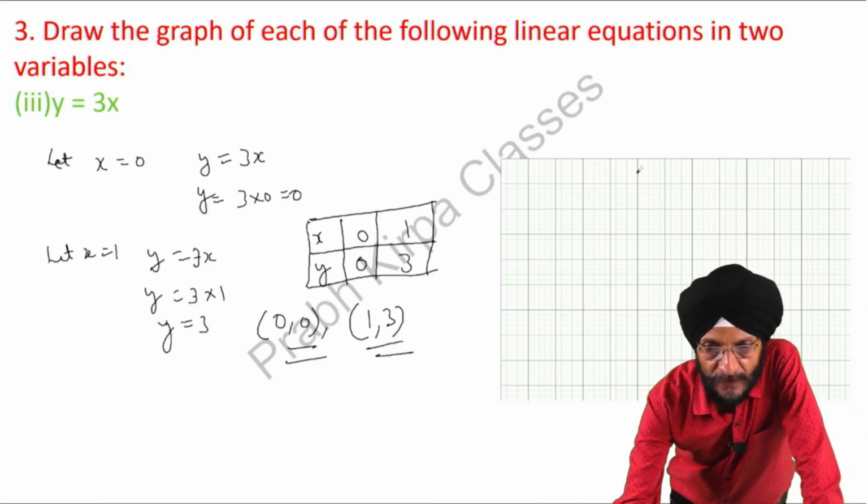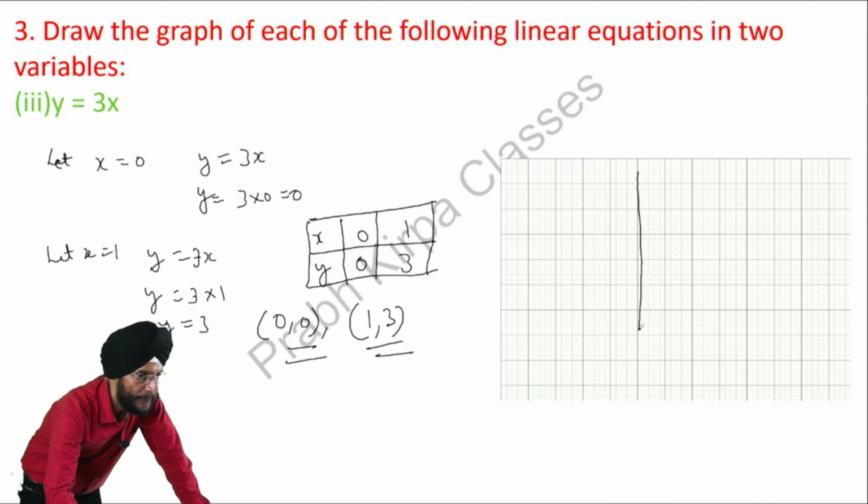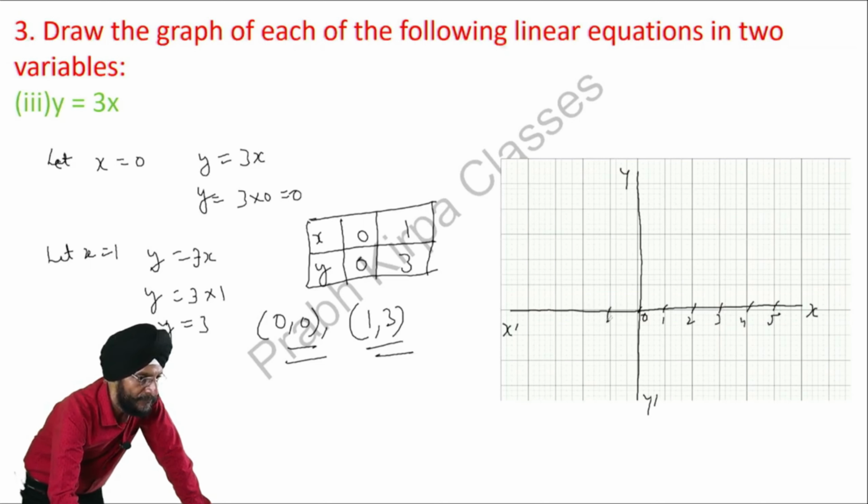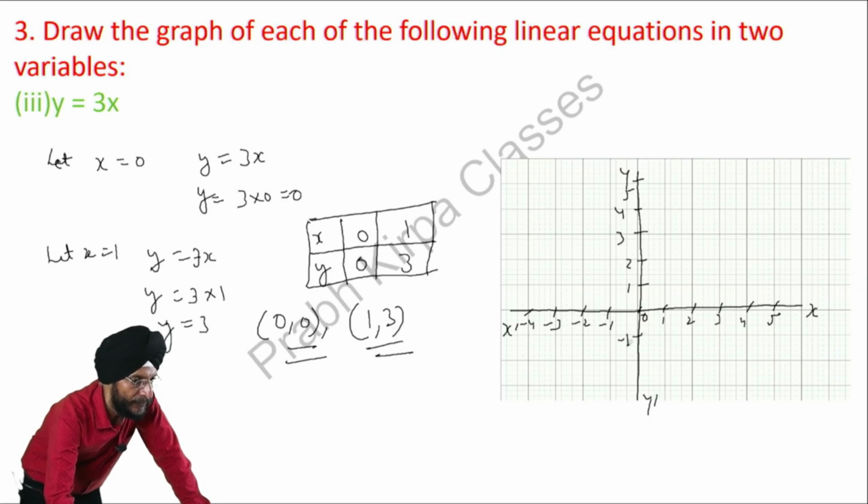Now, here we draw the y axis. Here we form the x axis. This is 0, 1, 2, 3, 4, 5, -1, -2, -3, -4. Here it will be +1, 2, 3, 4, 5. Here it will be -1, -2, -3.